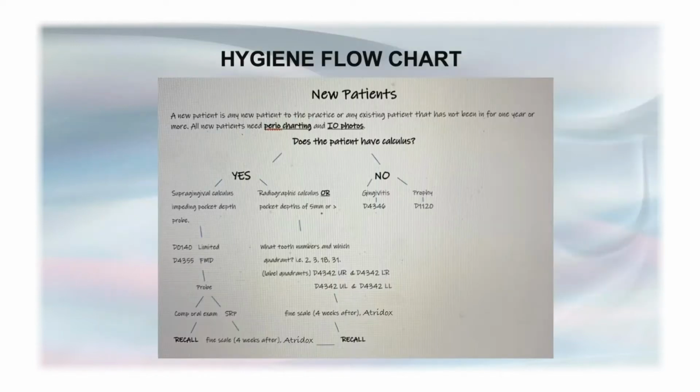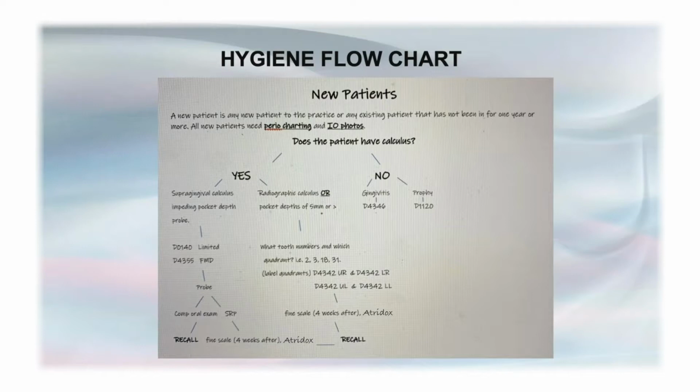And this is something that we made up in our practice, and it just helps the flow. Any new patient, and we think of a new patient as anyone that has not been in for a year or more. But we do this with all our new patients, so the other patients have already had it done. All our patients do perio charting, and remember that's perio measuring, and we do intraoral photos on every single patient. We take photos on everything in our office, and we start out, does the patient have calculus? If they don't have calculus, then look at gingivitis. Do they have bleeding, or do they just need a regular prophy?